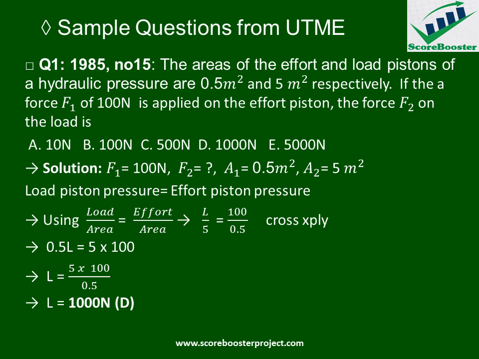So if you cross multiply, we have 0.5 L will be equal to 5 times 100. We can make L the subject by dividing both sides by 0.5, and that will give us 5 times 100 divided by 0.5, making our load L to be 1000 Newton, making option D the correct answer for this question.